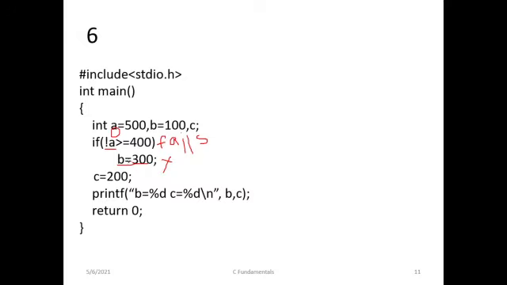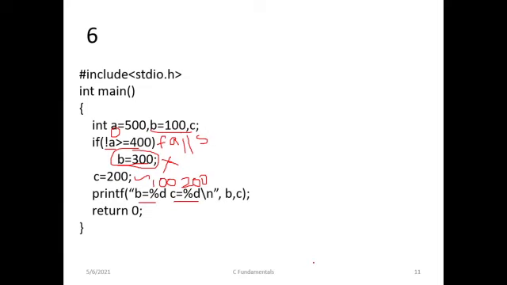We always know that if there are no curly braces, then the first statement which is available next to the if will get executed. This is the if part. So this sentence will not be executed, and straight away this will go and be executed. C is 200. So when we are trying to print B and C, C is 200 and how about B? B is not changed, so it is only 100. So this will be the output.